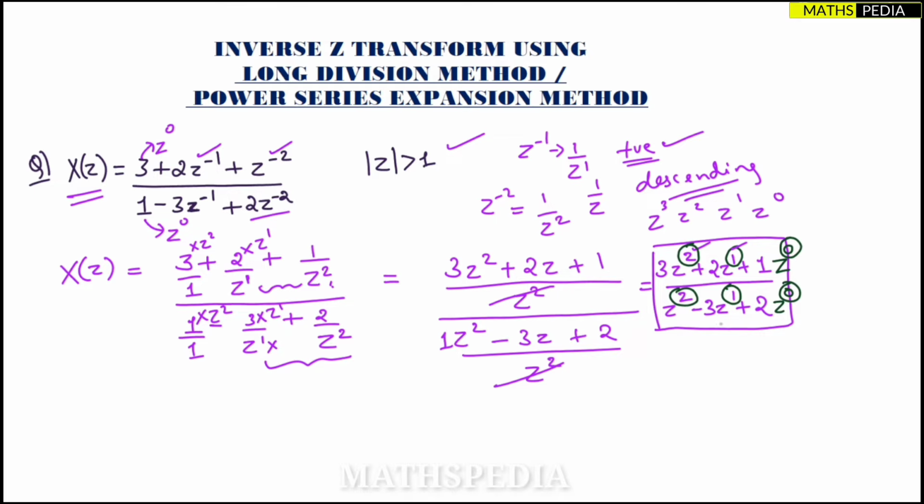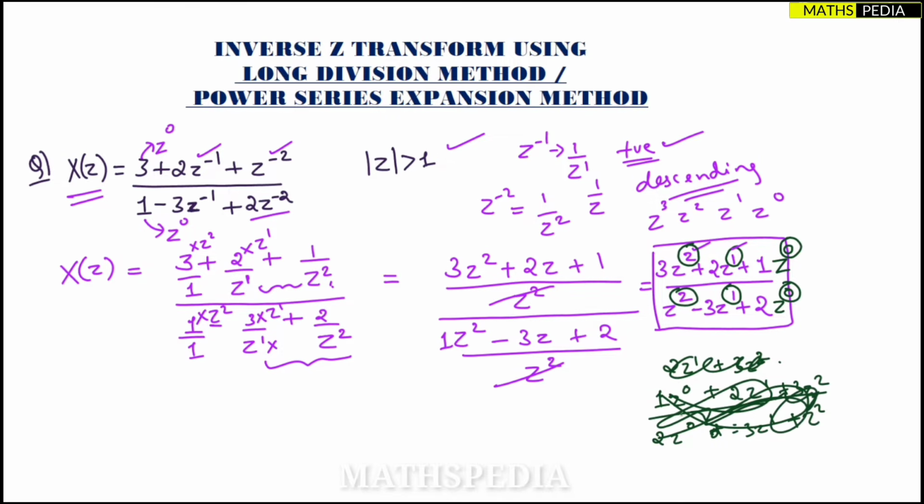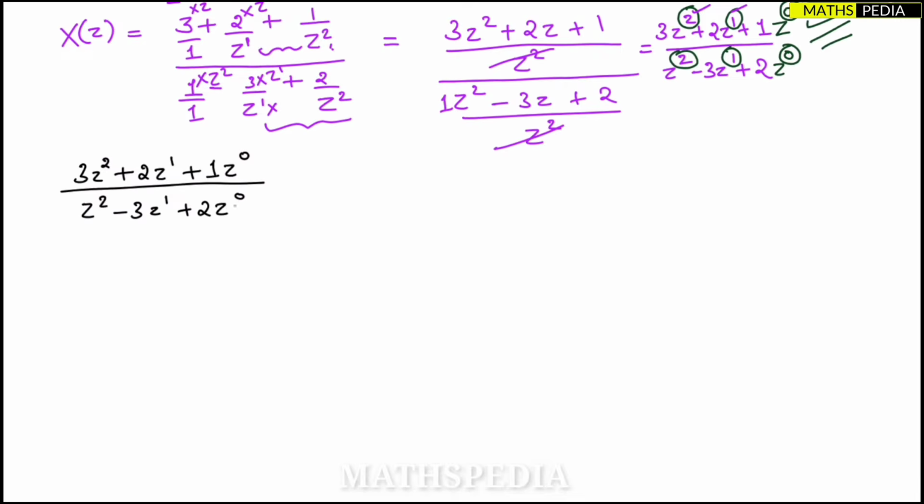If it is not in descending order, just rearrange it. For example, if you want to convert into ascending order, you just reverse this: 2z power 0 plus 2z power 1 plus 3z square, and the denominator 2z power 0 minus 3z power 1 plus z square, like that. Okay, that is for ascending order. But what we want here is descending order only, so we have to take this part only. Okay, fine here.